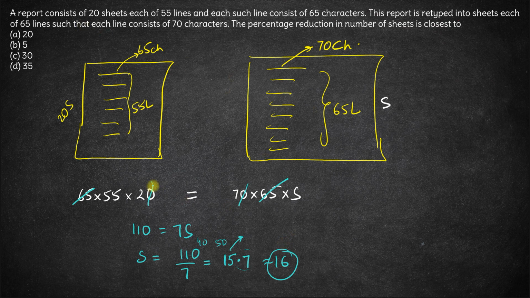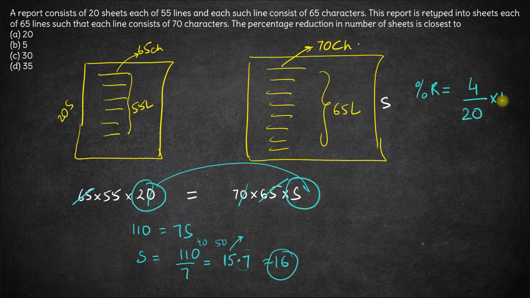So from 20, the number of sheets has reduced to 16. So the percentage reduction is of 4 sheets on a base or initial sheets of 20. So percentage reduction is 4 by 20 into 100%. This goes by 25 times 100 by 5 is 20%. Hence the answer here is option A. There has to be a 20% reduction in number of sheets.